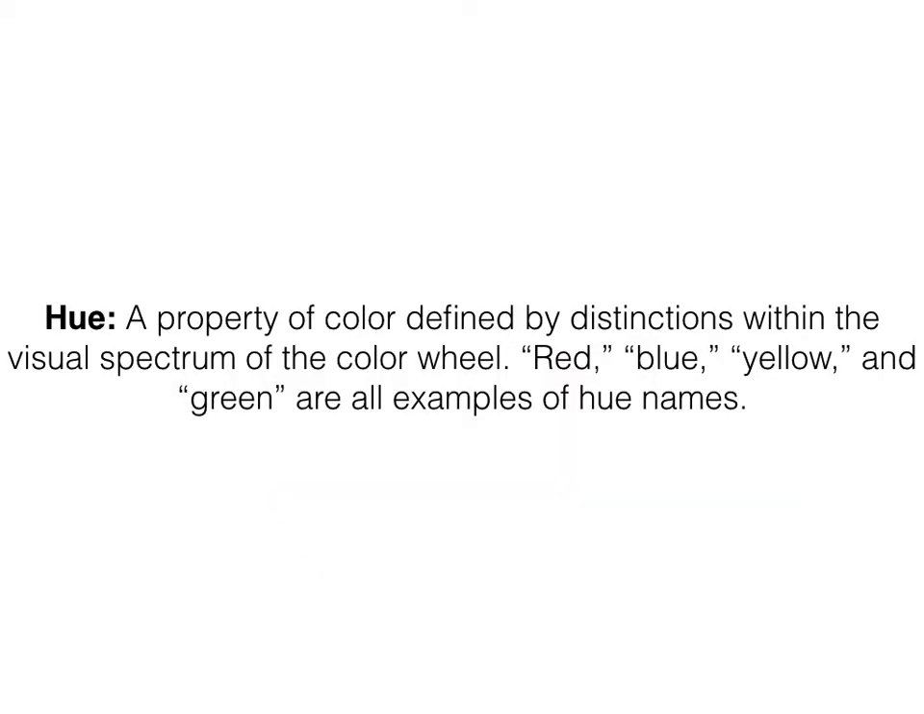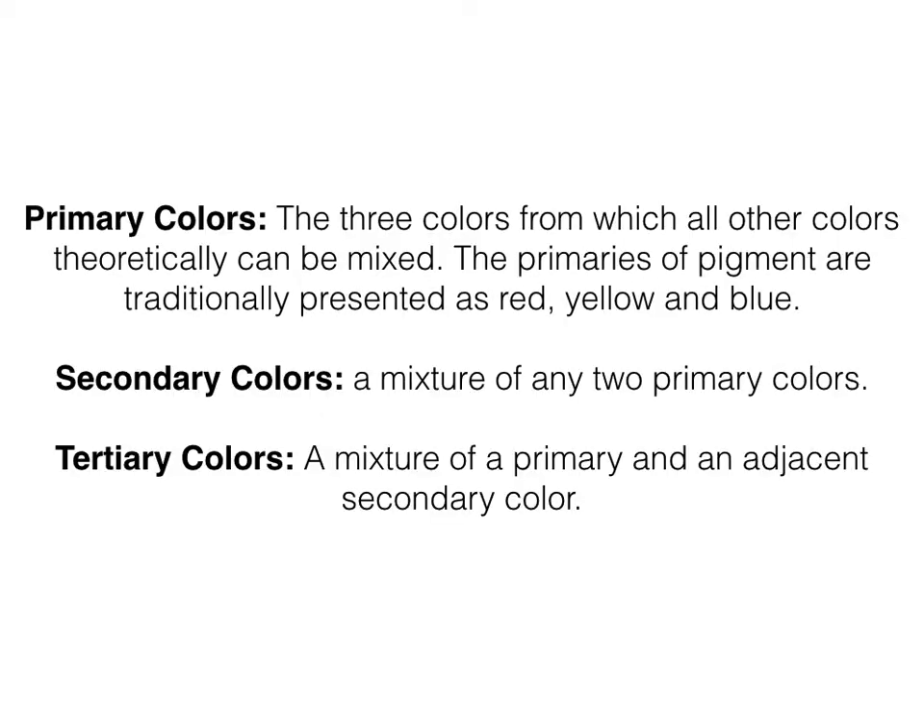So hue. Hue is a property of color defined by distinctions within the visual spectrum of the color wheel. Red, blue, yellow, and green are all examples of hue names. Another synonym for hue would be color, but just know that often when you're reading in art text or talking about art, rather than saying color, they'll talk about hue. So just another name there.